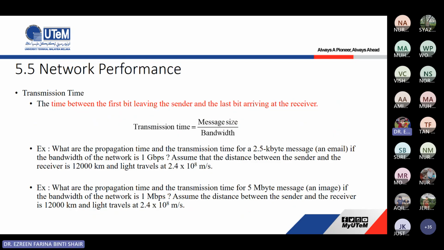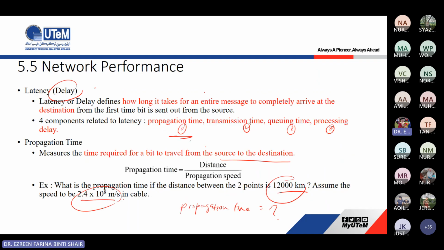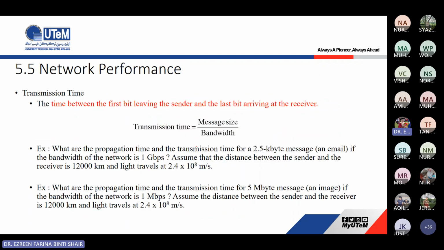Another one is the transmission time. Propagation time is the time required for a bit to travel from the source to destination. Transmission time is the time between the first bit leaving the sender and the last bit arriving at the receiver. The formula is message size divided by the bandwidth. In this example, what are the propagation time and the transmission time for a 2.5 kilobyte message, if the bandwidth of the network is 1 gigabit per second?